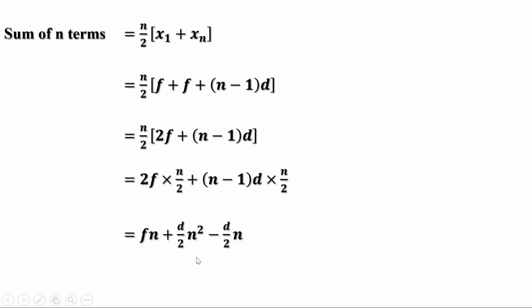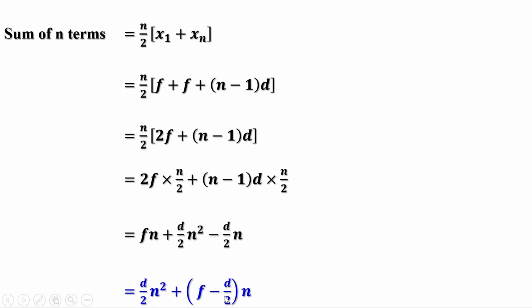Now let me take the terms containing n together. There is only one term containing n square, d by 2 n square. There are two terms containing n, f n and minus d by 2 n. Taking n outside, we can write f minus d by 2 n. That is d by 2 n square plus f minus d by 2 into n. There is a term containing n square and there is a term containing n.